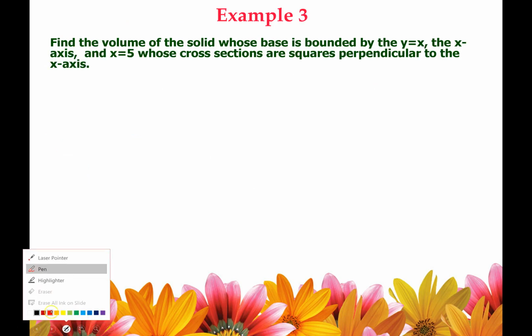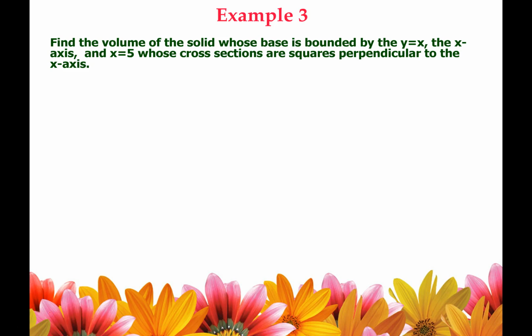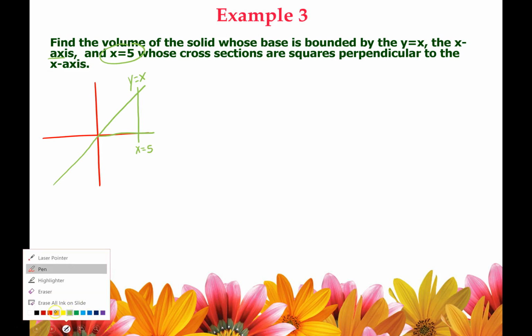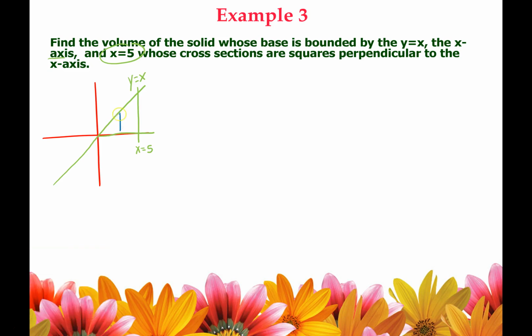All right, now for this next one, what we have is a different curve for the first time. We actually have the curve y equals x, which is this curve right here. And then we also have the x-axis, which is this right here. And then we have the line x equals 5, which is right here. And the cross sections here are going to be squares. All right, so our squares are going to be coming up like this. I'm not really the best artist in the world, but our squares are coming up like that.